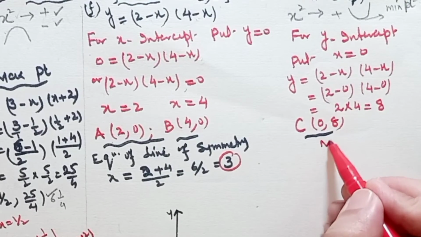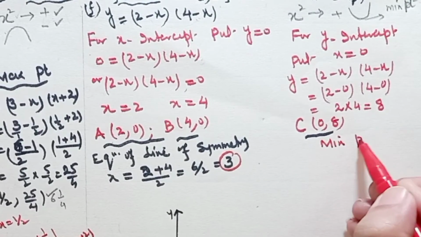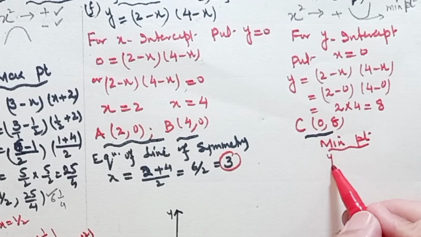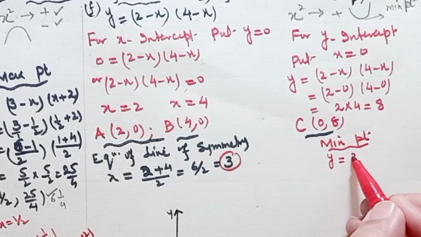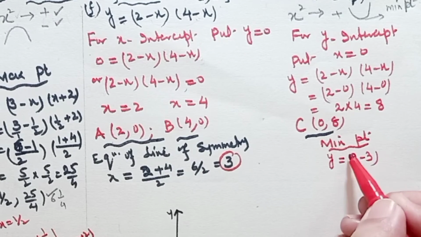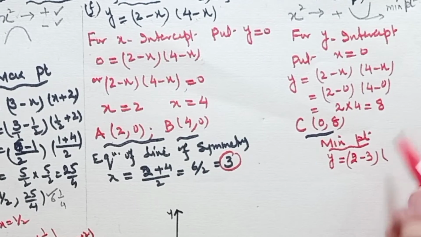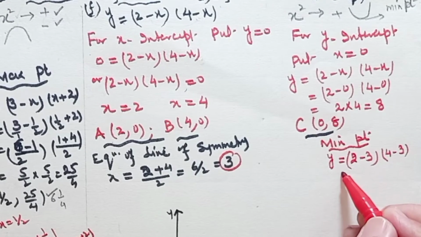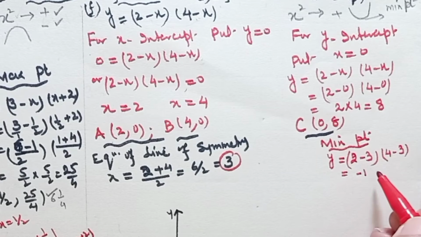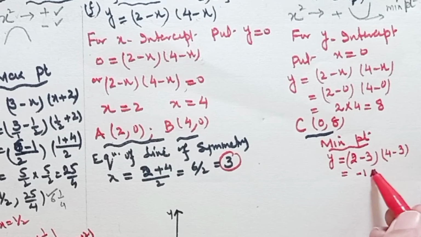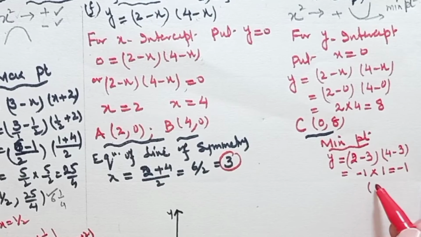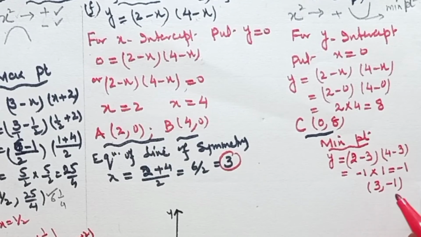So, the minimum point: y equals (2 minus 3) times (4 minus 3), and this will give me minus 1 times positive 1, which is equal to minus 1. So the minimum point is (3, -1).